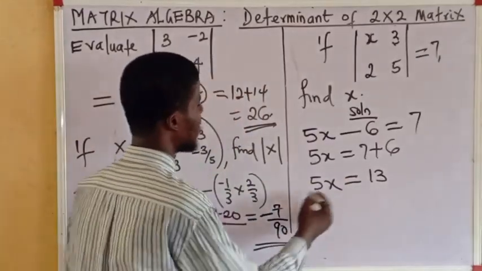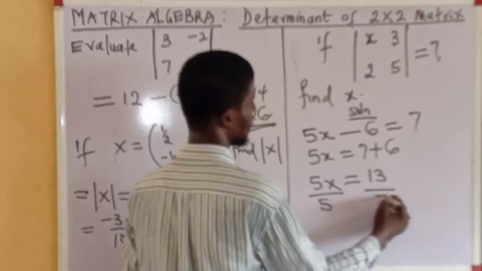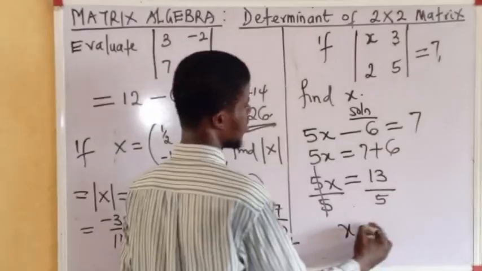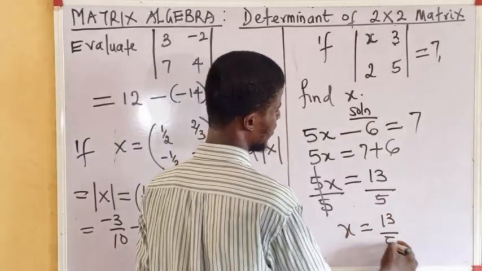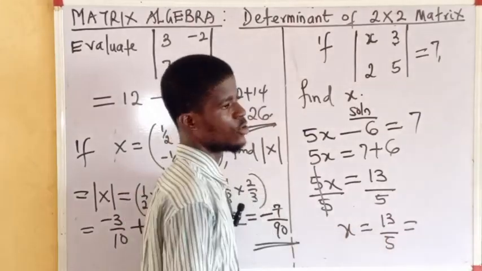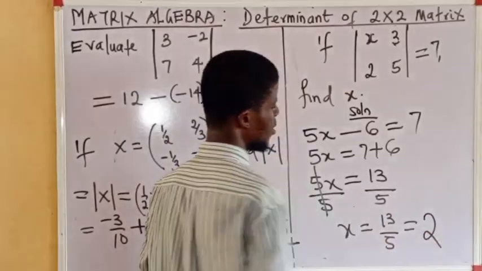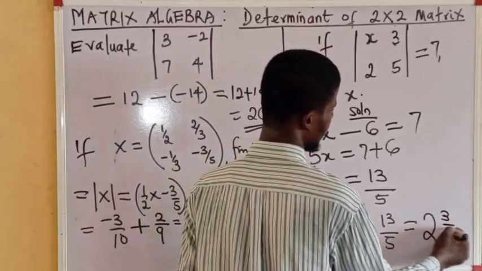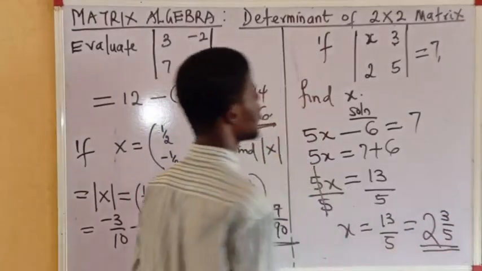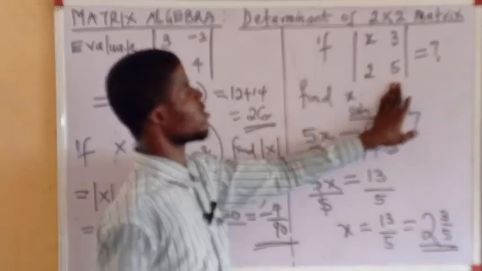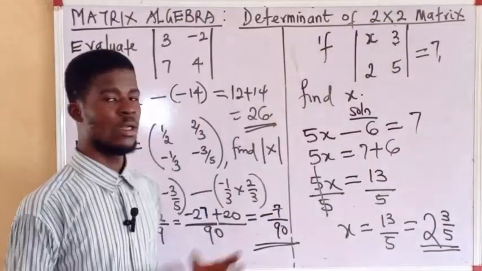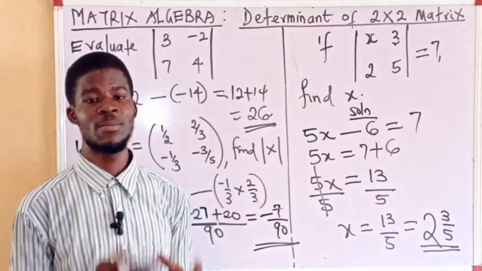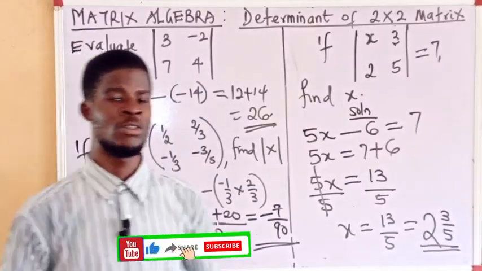So dividing both sides by 5, we have x equal to 13 all over 5. 5 we divide 13 2 times, remaining 3 all over 5. Here's the value of x, for which this determinant equals 7. This is how to solve problems involving the determinant of a 2 by 2 matrix.